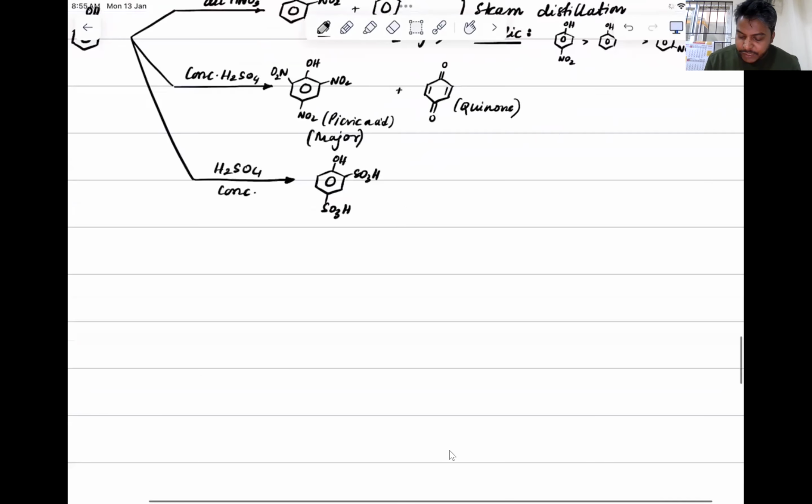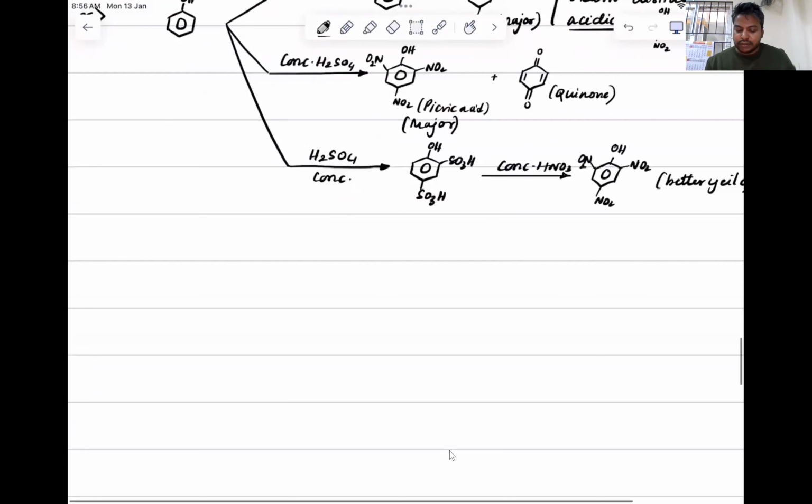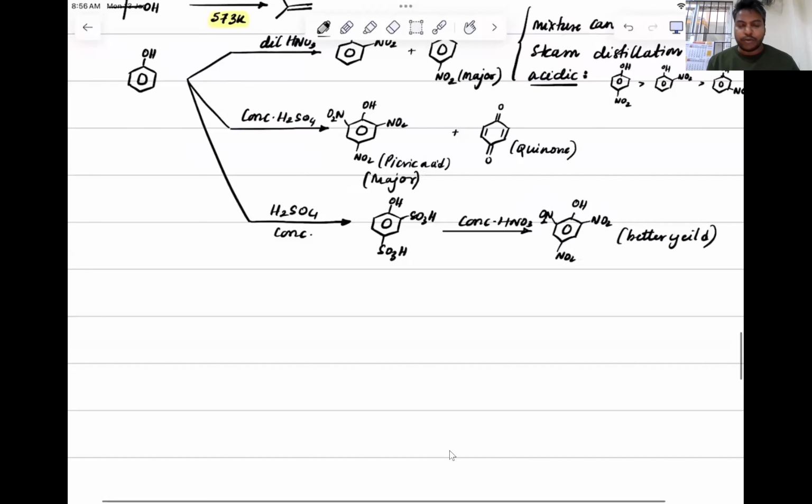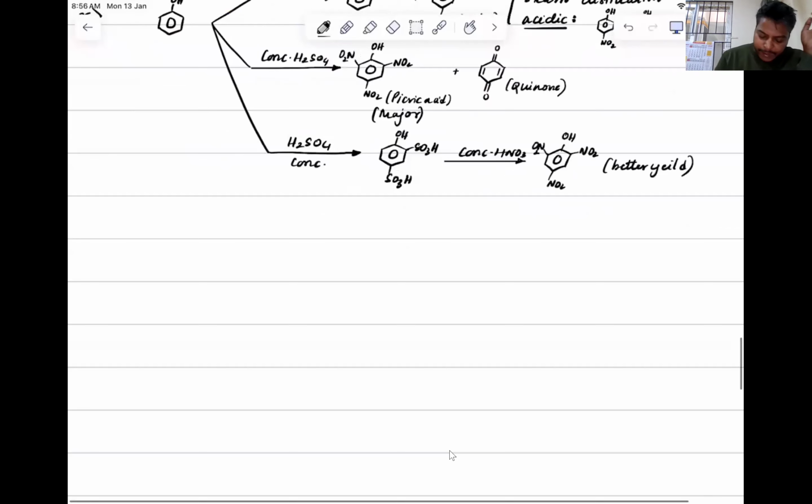And if you further react this with concentrated HNO3, this time you will get picric acid at a better yield compared to the first one. This will be better yield. Clear? So this particular line of reactions is important, guys, especially from phenol's point of view. Next.